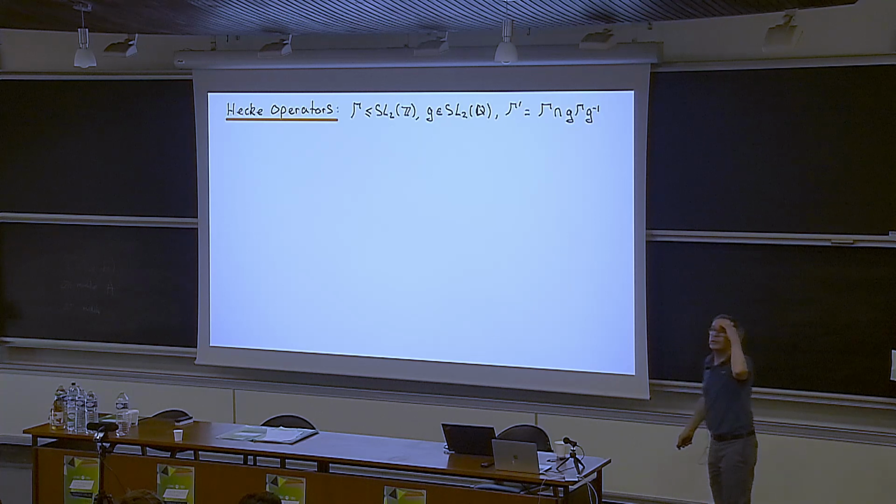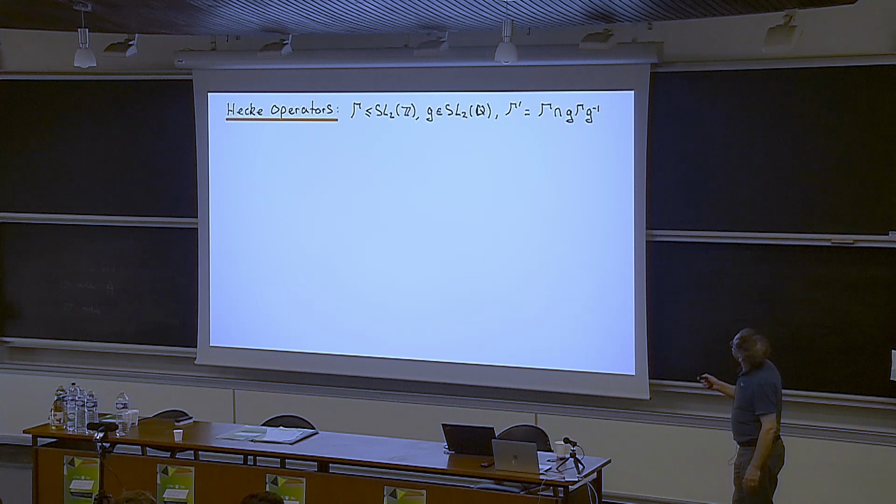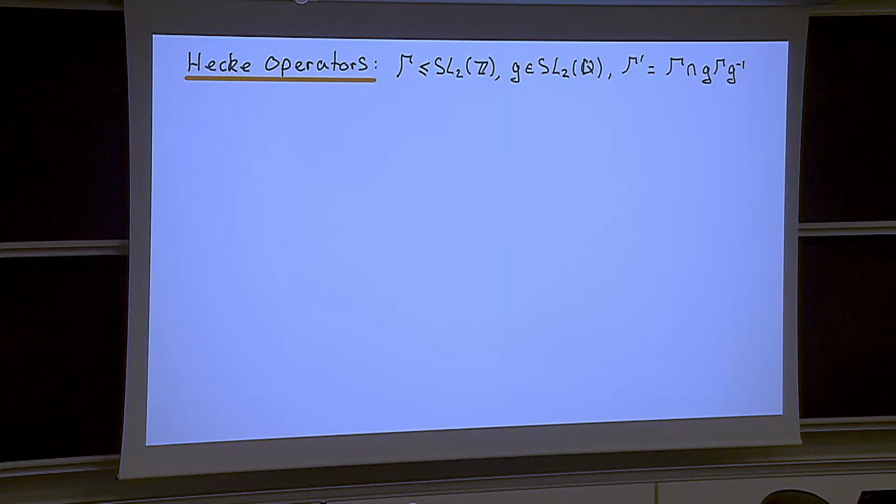So what's a Hecke operator? Let's take a finite index, or maybe a congruence subgroup of SL2Z. Take a matrix in SL2Q, and look at the intersection of your gamma with the conjugate of gamma. Hopefully that will be of finite index in SL2Z, otherwise things won't work. That's the only bit where things have to be a bit careful.